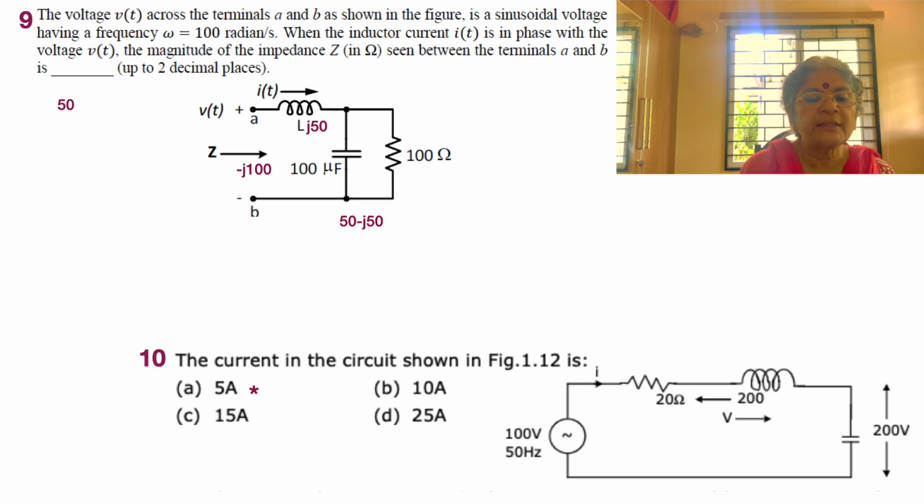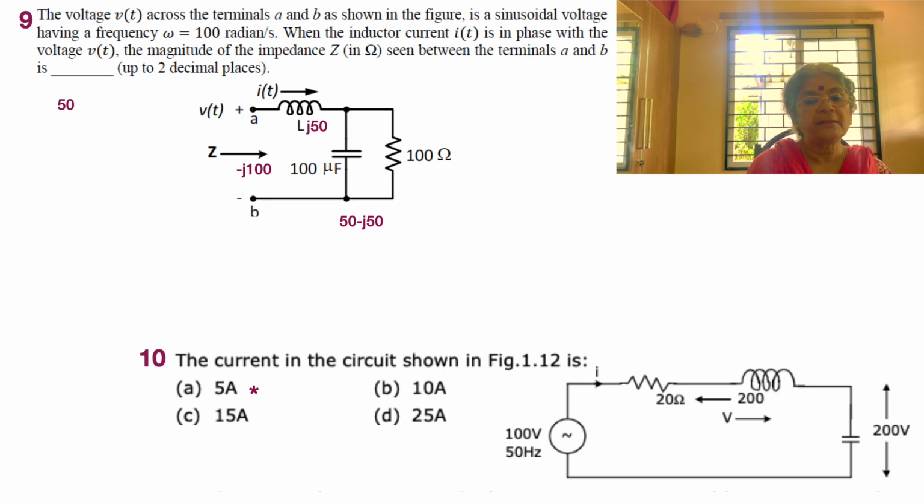Now what is asked is when the inductor current IT is in phase with the voltage VT. If the inductor current has to be in phase with the voltage, in that case, we must realize that the inductor impedance must cancel out the series impedance, which is minus J50, or in other words, it should have a reactance value of J50. When the inductor current IT is in phase with the voltage VT, the magnitude of the impedance between the terminals A and B is?